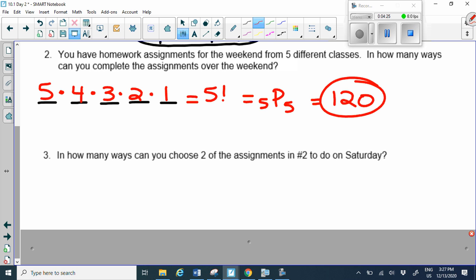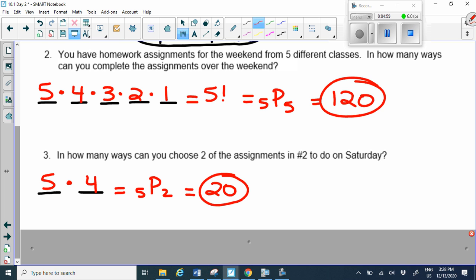Notice that once again, we can think of this in different ways. We only want to choose 2 of the assignments, so 1, 2. On the first one, how many options do we have? 5. But let's say you did your math homework. On the second assignment, how many options are left? 4. Now, some of you might have used permutations. You might have said 5 permutations of 2. That would have also been correct. Either way, you should get the same answer of 20.